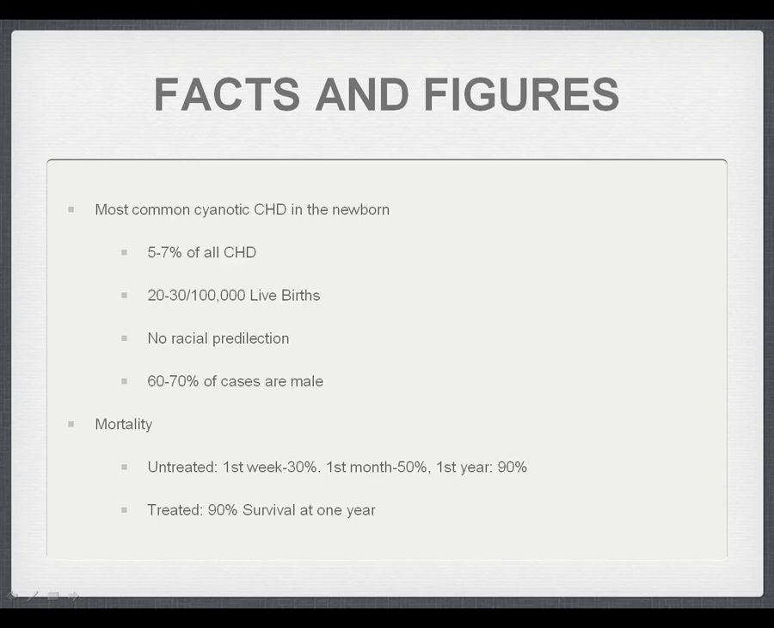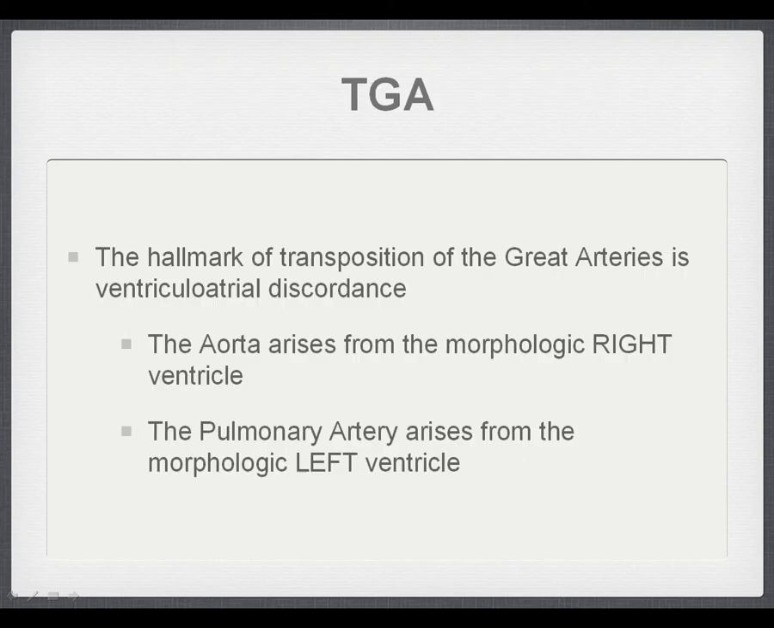the modern age, so that while untreated it has a mortality of 90% in the first year, treated it has a survival of 90% up to that first year. However, it's a difficult one to talk about because it's quite complex, as a lot of congenital heart disease is, and there are various different forms. However, the thing to remember is that the aorta arises from the morphologic right ventricle and the pulmonary artery arises from the morphologic left ventricle in transposition.